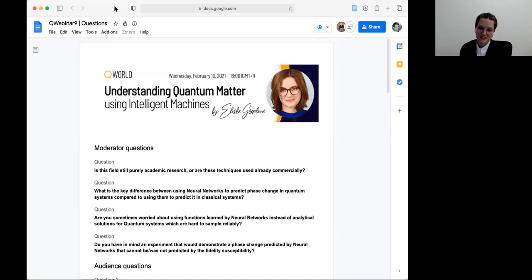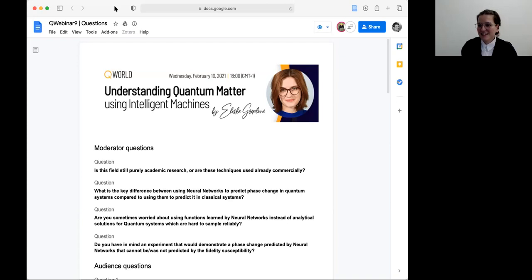if you had in mind some kind of experiment that would demonstrate a phase change that can be predicted only with a neural network, either because it's impossible to solve analytically, or because it's just really hard because of the size of the system.